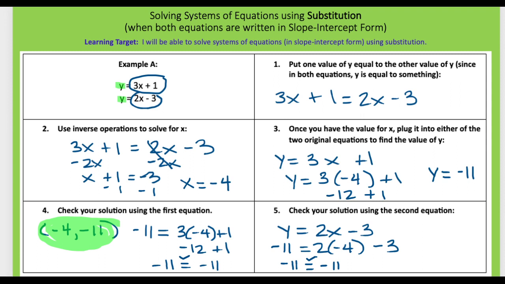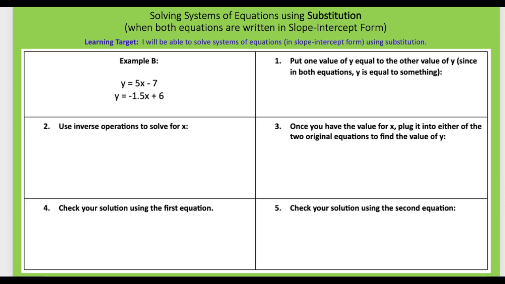Let's go ahead and do another example. All right, so this time we have y equals 5x minus 7 and y equals negative 1.5x plus 6. Again, both of these equations are in slope-intercept form, or y equals. And since they're both y equals, I'm going to go ahead and set them equal to each other. So on the left side, I'm going to write 5x minus 7. That came from the first equation.